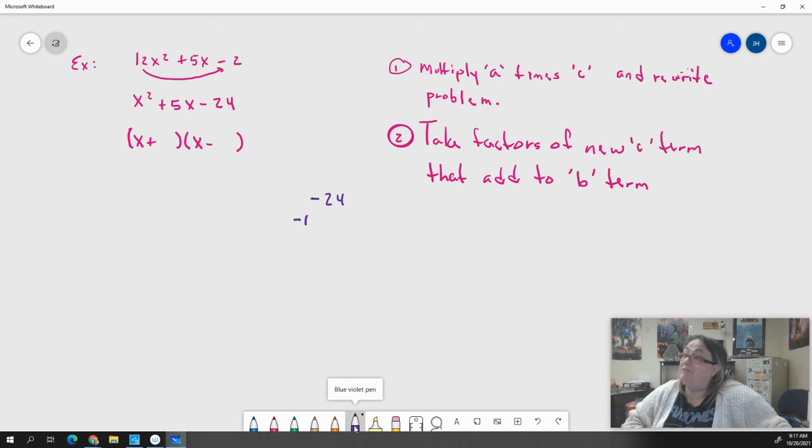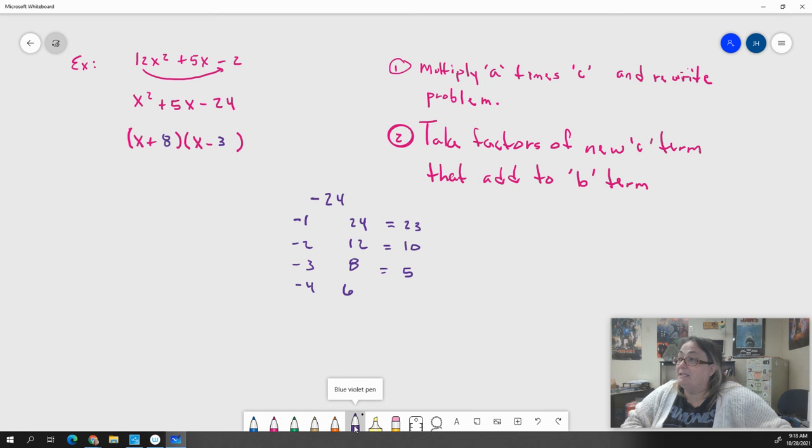So this would be negative 1 times 24. Negative 2 times 12, negative 3 times 8, negative 4 times 6, and that is all the factors of 24. I am going to look at this and go, well, which ones add up to 5? If I add these two together, I get 23. If I add these two together, I get 10. If I add these two together, ooh, looky there, I get 5. Do you see that? And so here where my negative is, I'm going to plug in a 3. And here where my positive is, I'm going to plug in an 8.